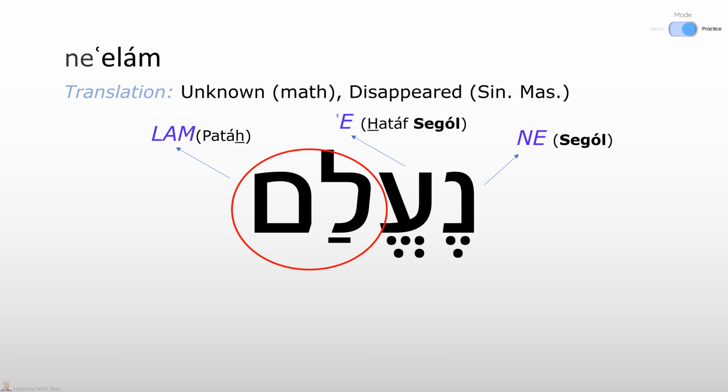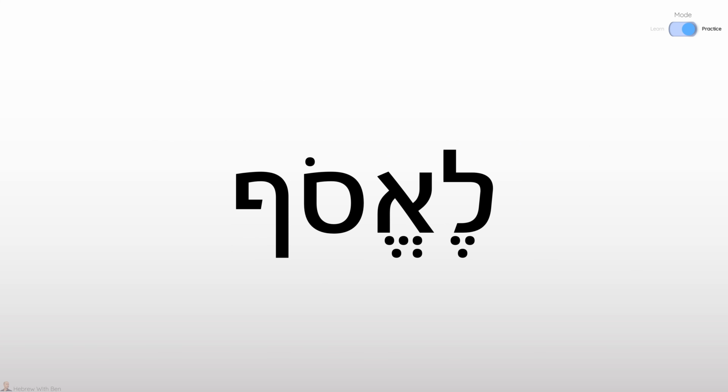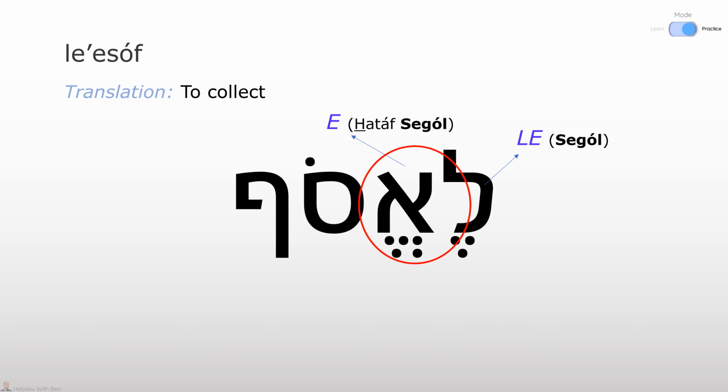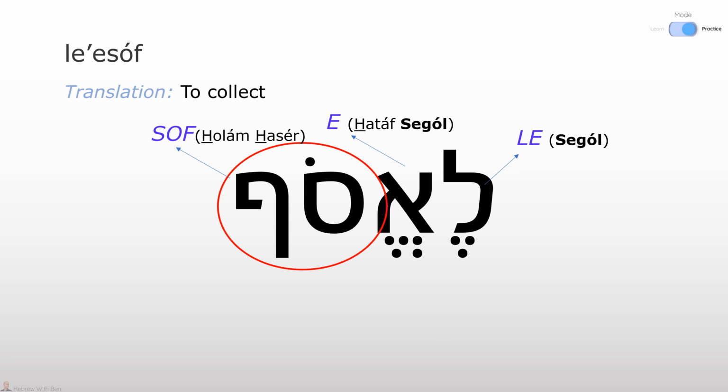The next word is Le'esof. The first letter is Lamed and decorated with Segol. Next, we have Aleph and Chataf Segol. Lastly, the syllable Sof is created by the letters Samech and Pe Sofit. The Nikud sign decorating the letter Samech is Cholam Chaser.